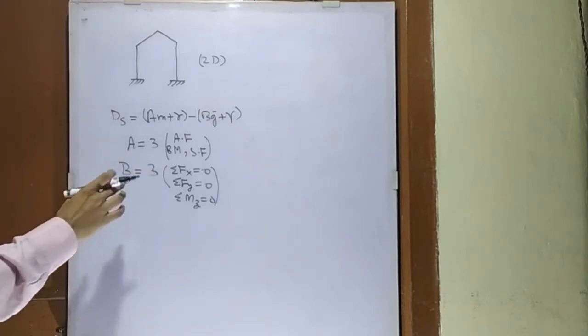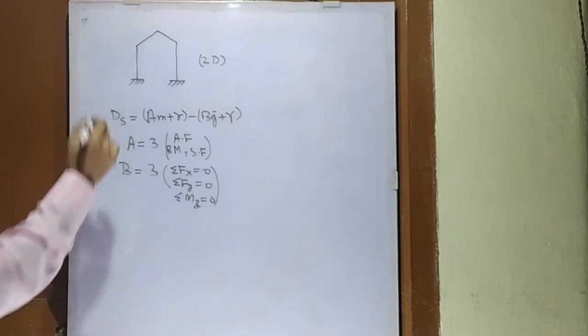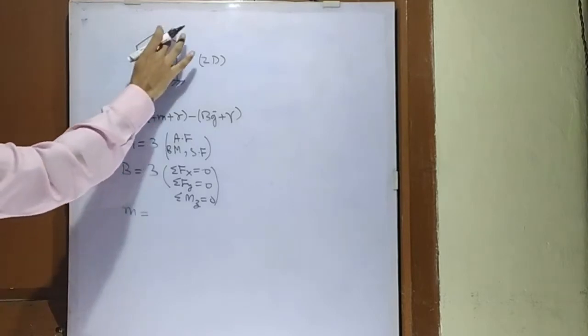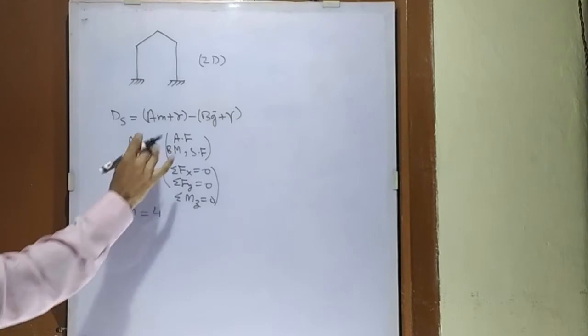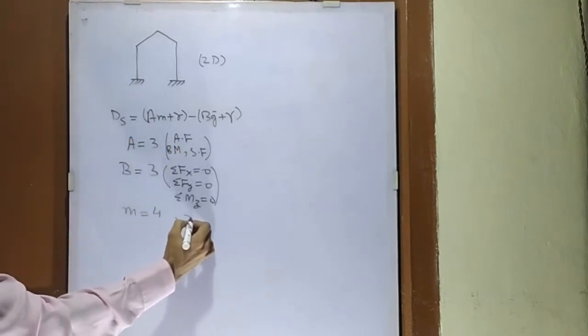Now let us come to our problem. So here is the problem. In this problem, how many members are there? So the number of members is 1, 2, 3, 4. The number of members is 4. And the next thing is the number of reactions, independent reactions. So what is the number of R?